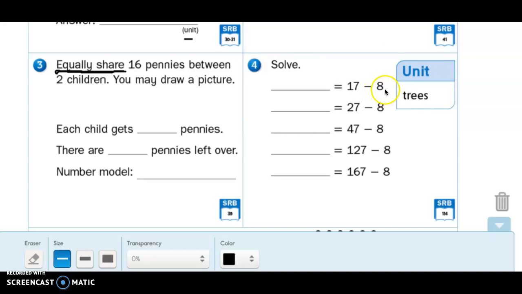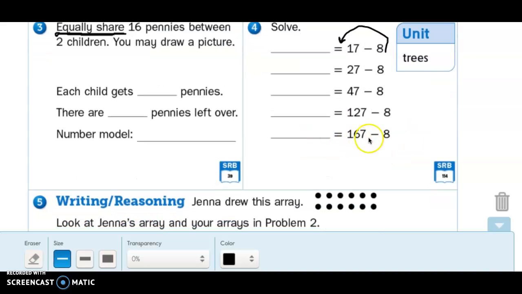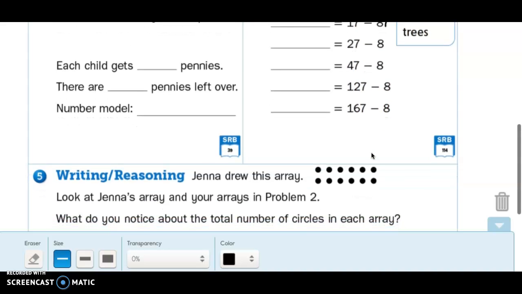17 minus 8 equals what, right? That's how we read it. 27 minus 8 equals what? 47 minus 8 equals what? 127 minus 8 equals what? And 167 minus 8 equals what? I notice that all of these end with 7, and I notice that we're taking away 8 from each of them. Figure out a strategy.